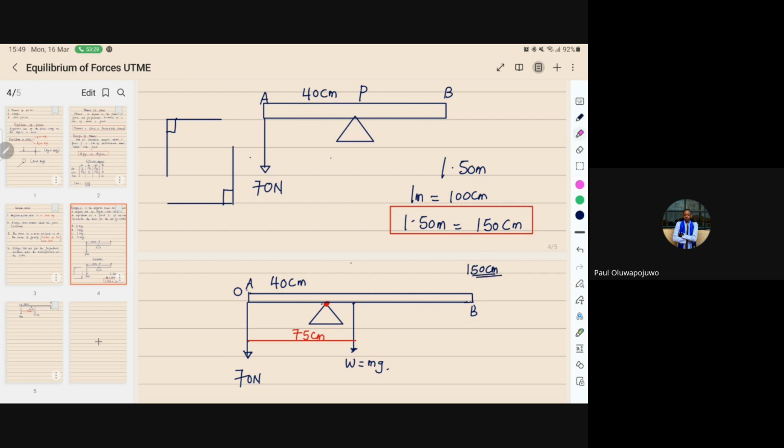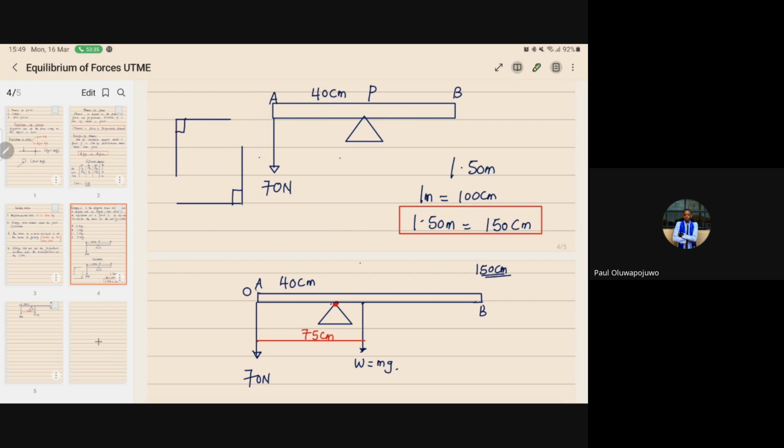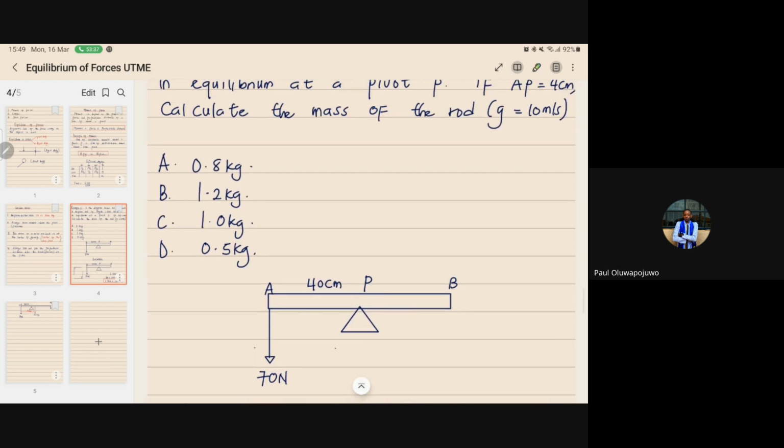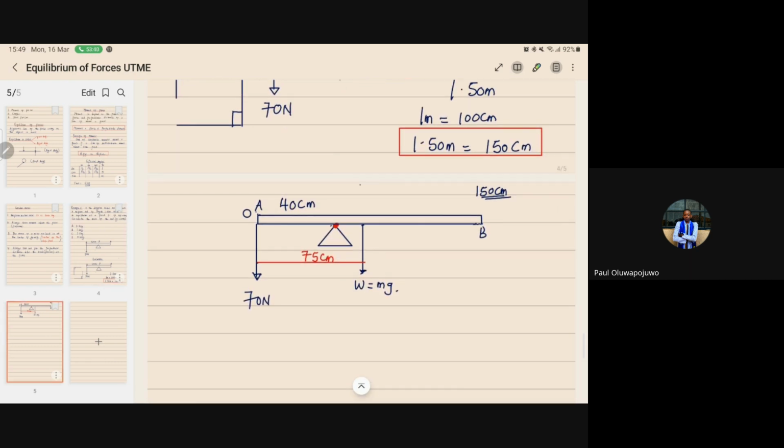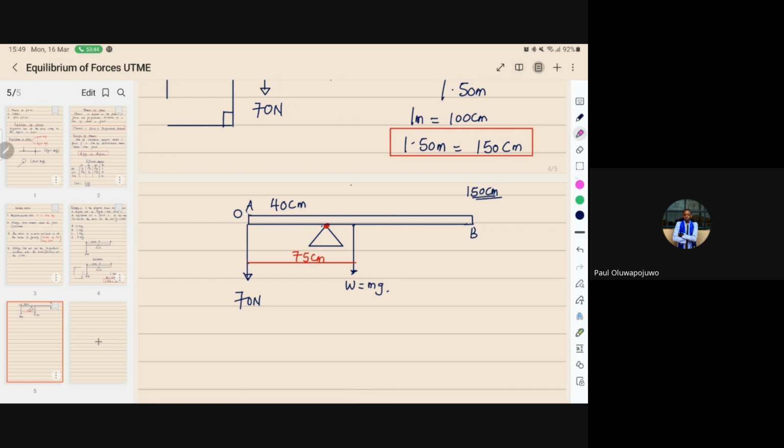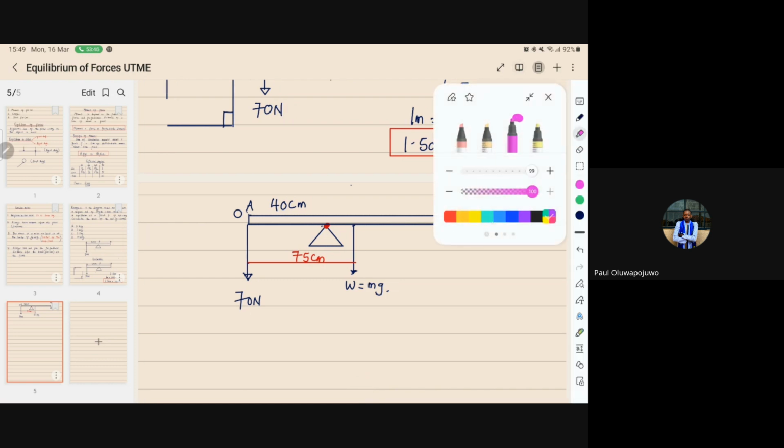Now they asked us to find what? To find the weight of the object. And remember that the mass of the object rather. And remember that the options they gave us are in kg, right? But the weight of the object will be acting at the center. Now, what do we want to do, men and brethren? We want to get the moment of force. We want to do the moment.